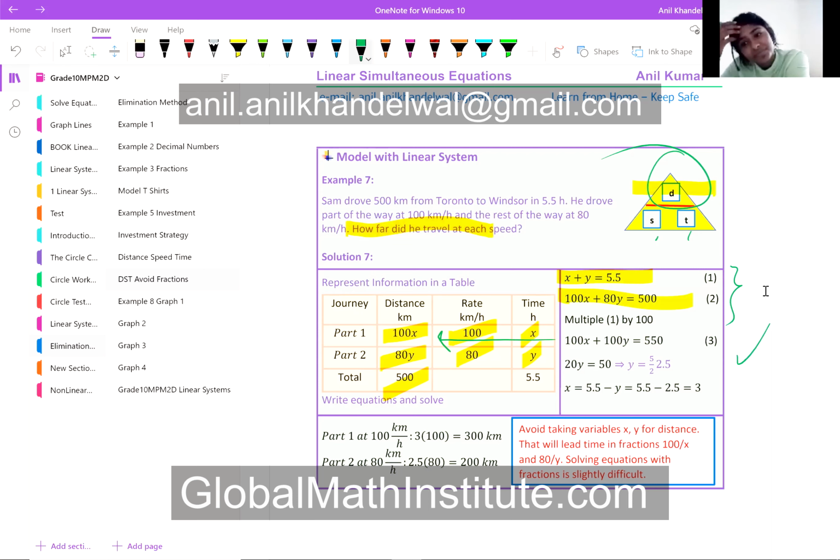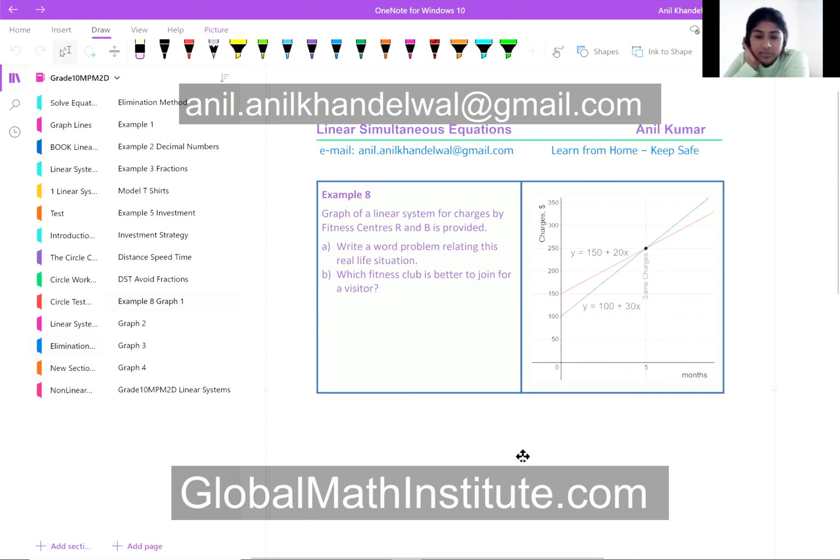Perfect. Now, I took another question which is based on a graph. Many times, in many questions, you are not given the equations or the situation like this. You are given a real life situation in terms of the graph. So here, the question is, the graph of a linear system for charges by fitness centers R and B is provided. So there are two fitness centers who are charging differently, and for them, the graph is provided. It's a reverse question. Write a word problem relating this real life situation. And second is, which fitness club is better to join for a visitor?